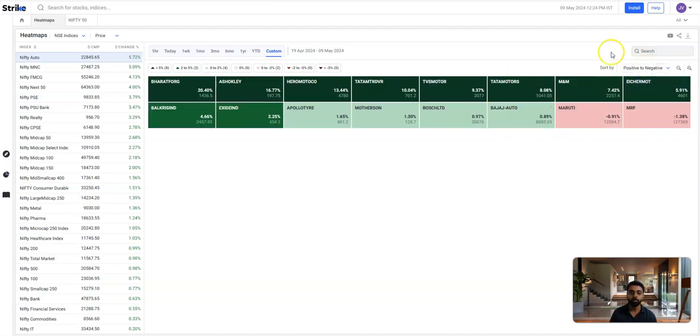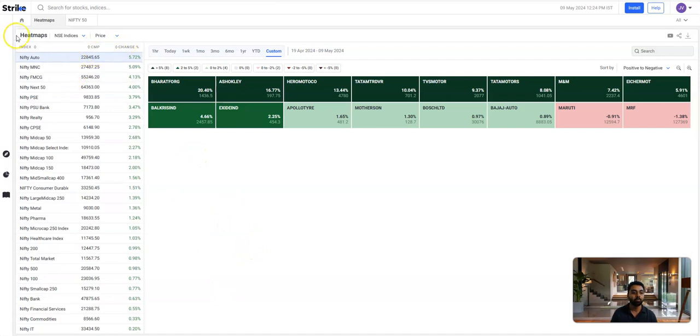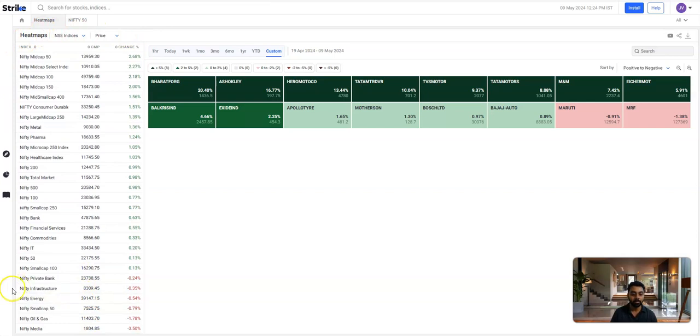If I sort from positive to negative, you can see that Bharat Forge, Ashok Leyland, Hero Moto, Tata Motors, DVR, and so on are the outperforming stocks. And at the bottom, indices like small cap 100, private bank, infrastructure, energy, small cap 50, oil and gas and media are all underperformers. So you would want to stick to the outperformers whenever the correction happens, and the weak performers you might just want to avoid.